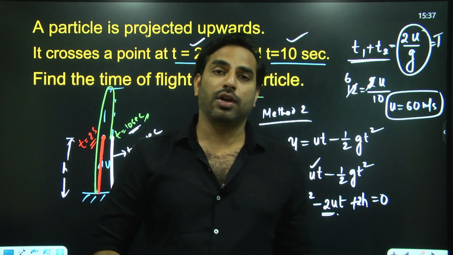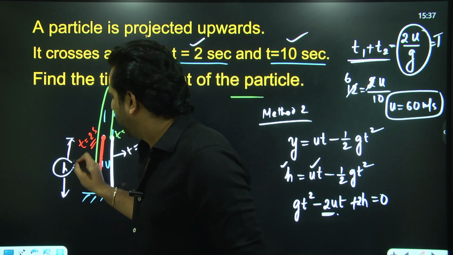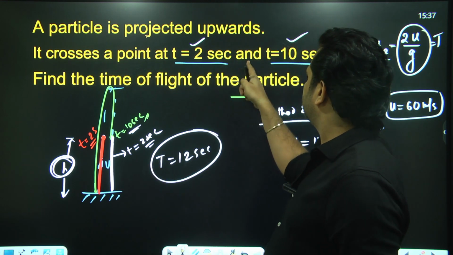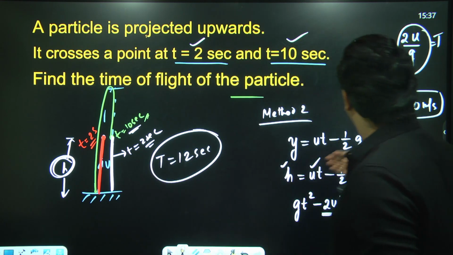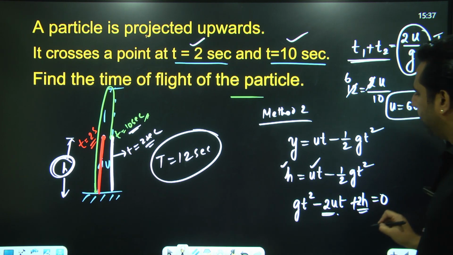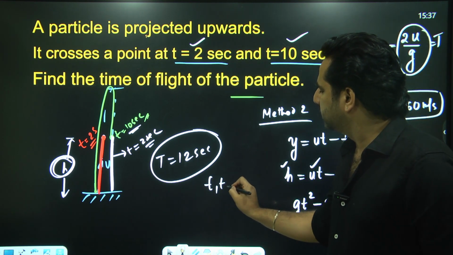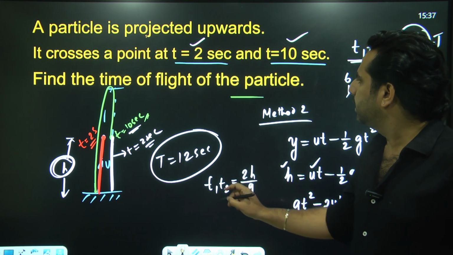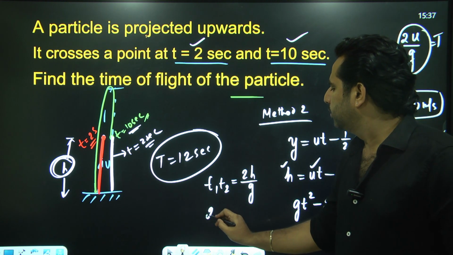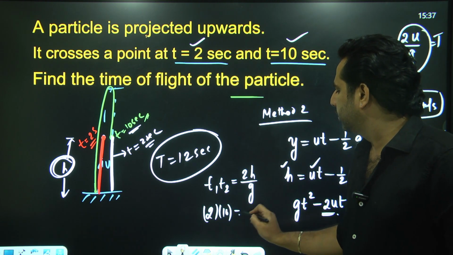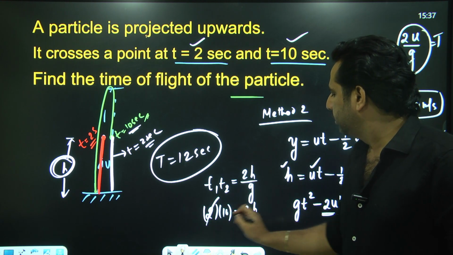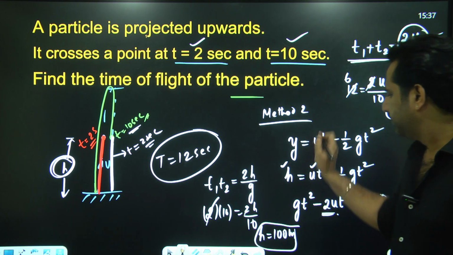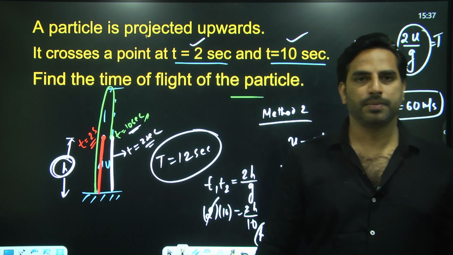Not just initial velocity, you can also find the height h, where it is crossing the certain point. The particle is crossing at t is equal to 2 seconds and t is equal to 10 seconds. That can also be easily found by applying product of the roots t1 t2, that is c by a of the quadratic. C is 2h by g. So t1 t2, that is 2 into 10, is equal to 2h by 10. 2 is gone. H is equal to 100 meter. This is the solution to this question.